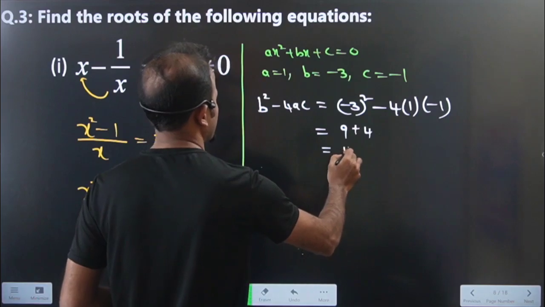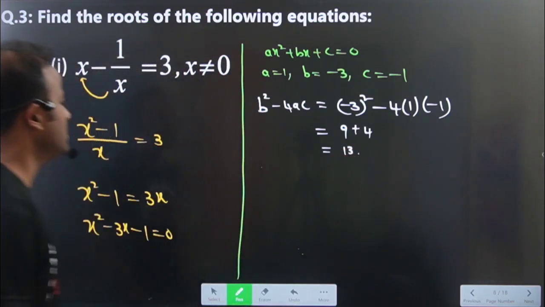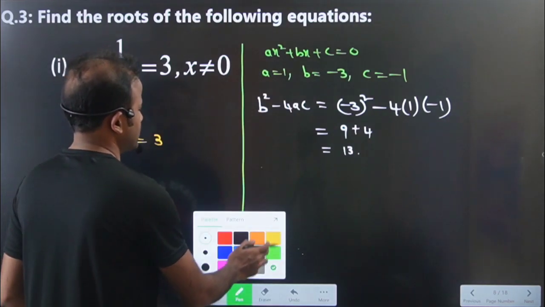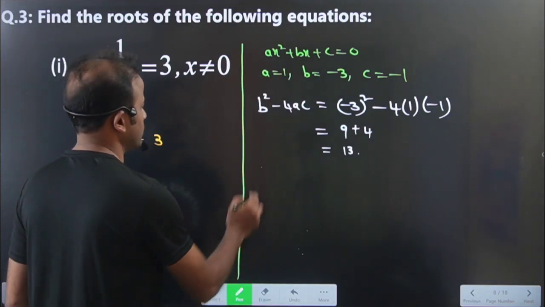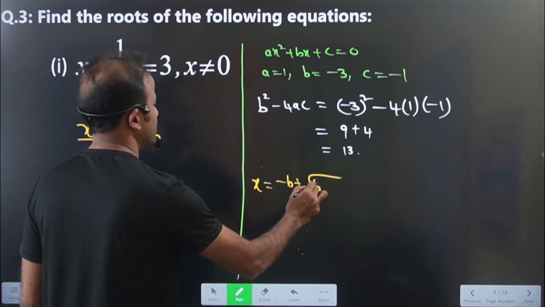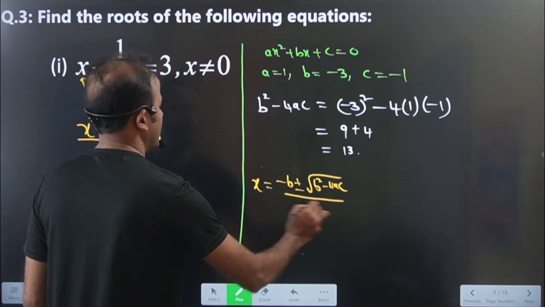Okay, 9 plus 4 is 13. So what is the value of b square minus 4ac? 13. Okay, now you find the roots. What is the formula to find the roots? x equal to minus b plus or minus root b square minus 4ac by 2a.